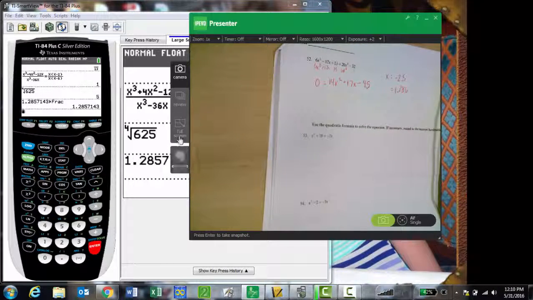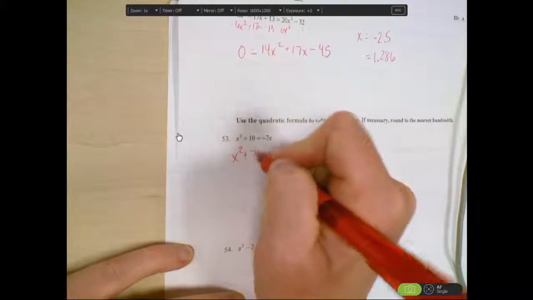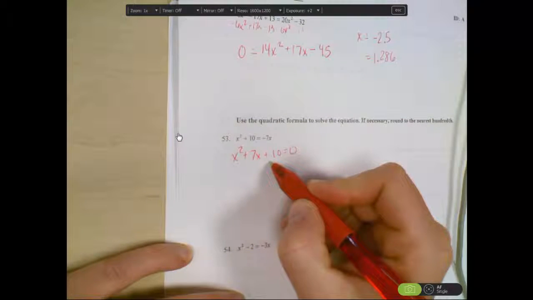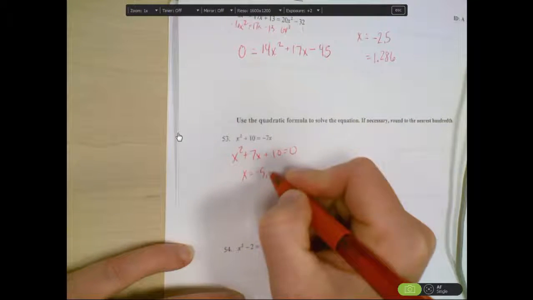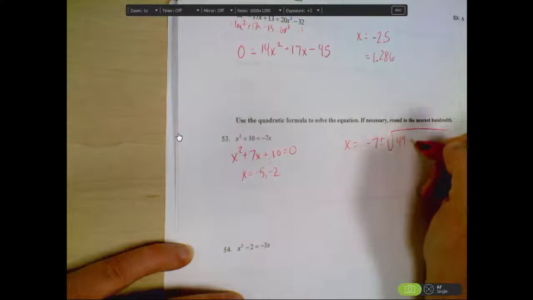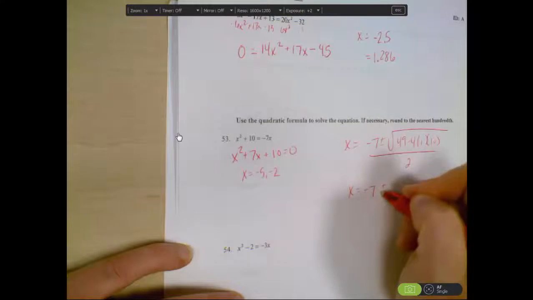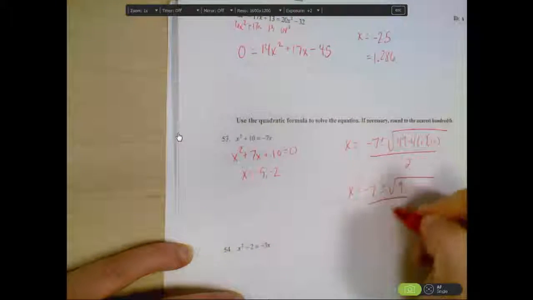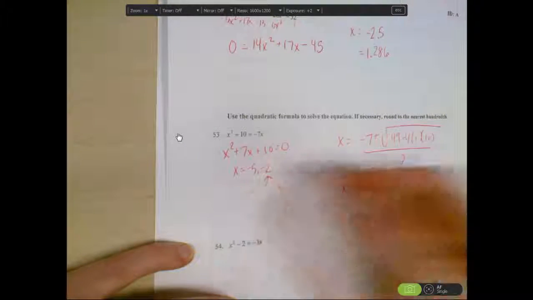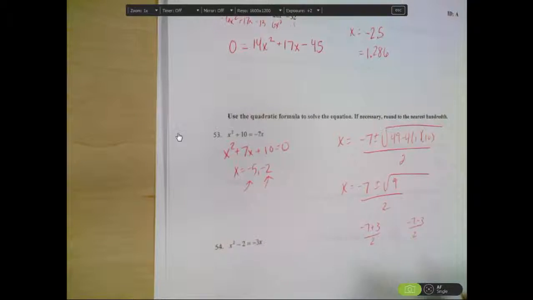All right, back to reality. Use the quadratic formula. It says I have to, so I'm going to. Make it equal 0. I know the answers. I know this factors into plus 5 and plus 2, which makes the answers negative 5 and negative 2. But let's do the quadratic formula. Negative 7 plus or minus the square root of 49 minus 4 times 1 times 10, all over 2. 49 minus 40 is 9. So it's negative 7 plus 3 over 2, which is where the negative 2 comes from, and negative 7 minus 3 over 2, which is where the negative 5 comes from. So these are your two answers.